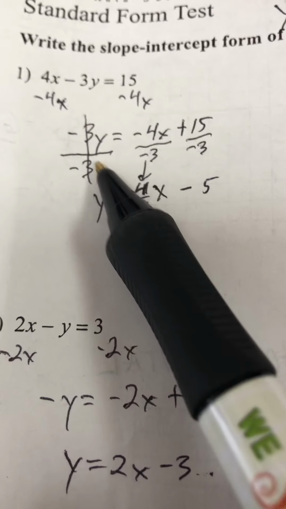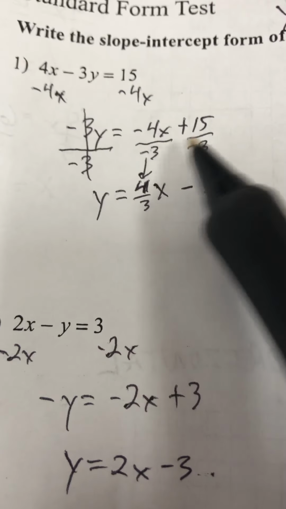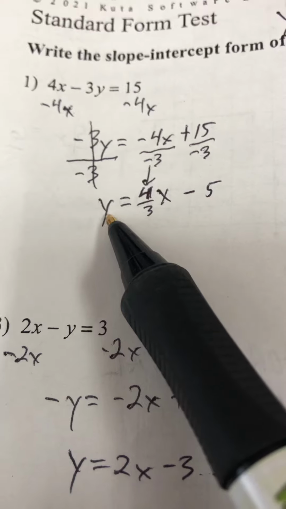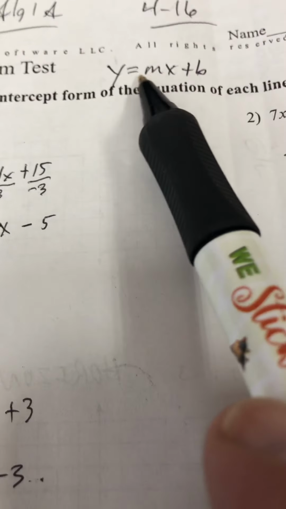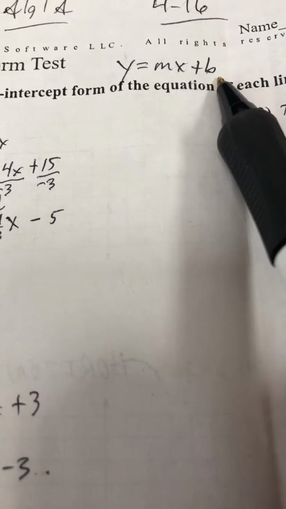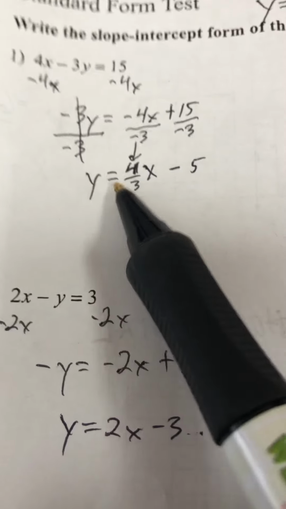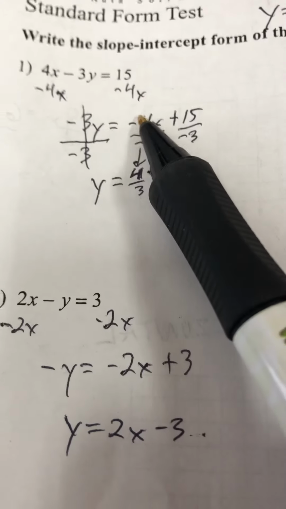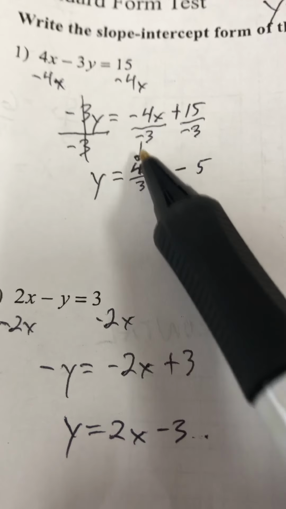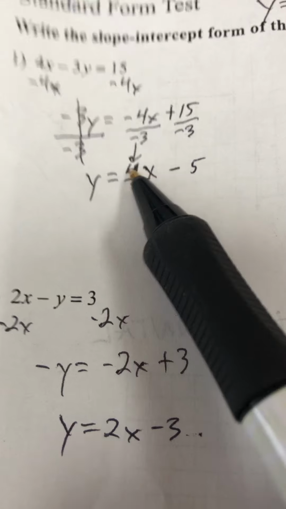And then I'm going to divide both sides by negative 3. I divide everything by negative 3. I end up with y by itself, because remember, slope-intercept form is y equals mx plus b. So I have y equals 4 over 3 x minus 5, because negative 4 divided by negative 3, a negative divided by a negative is just positive.